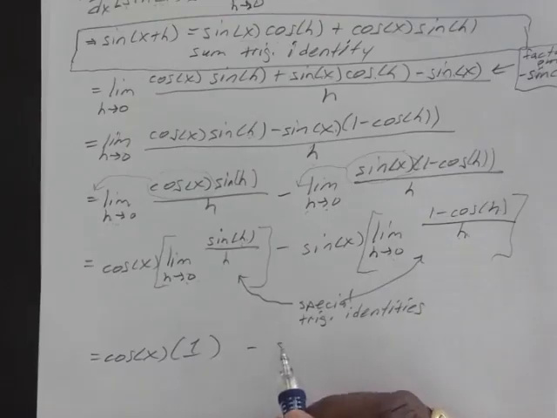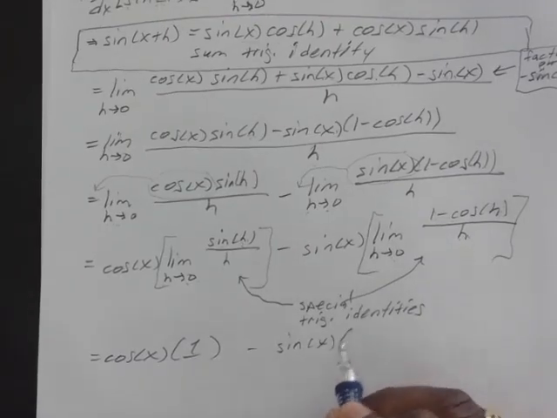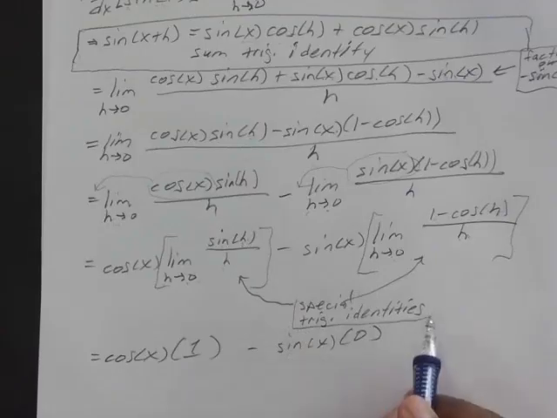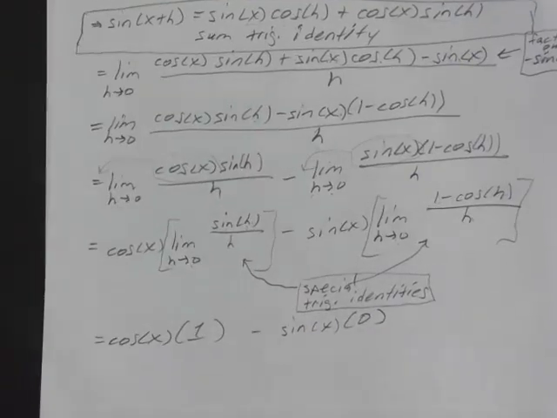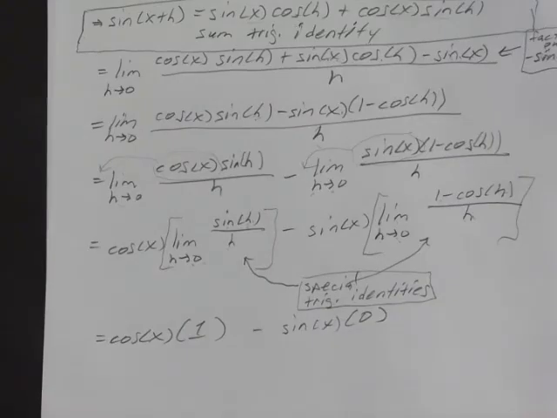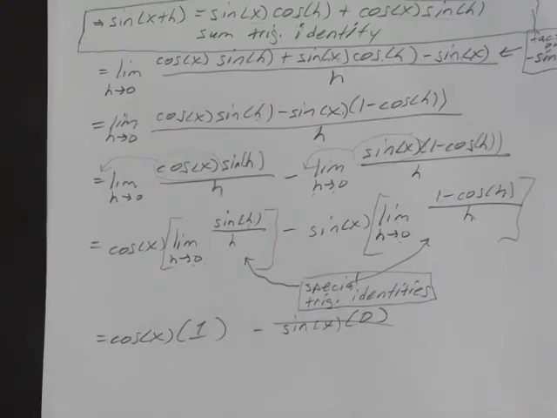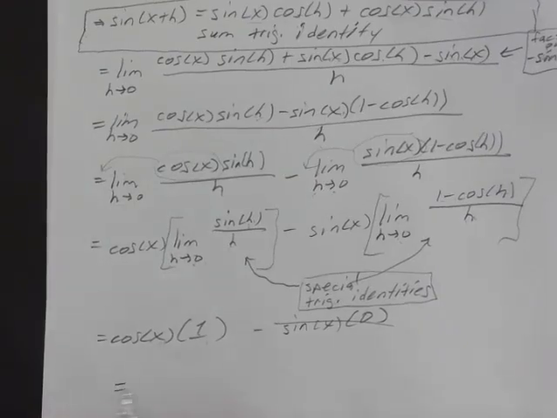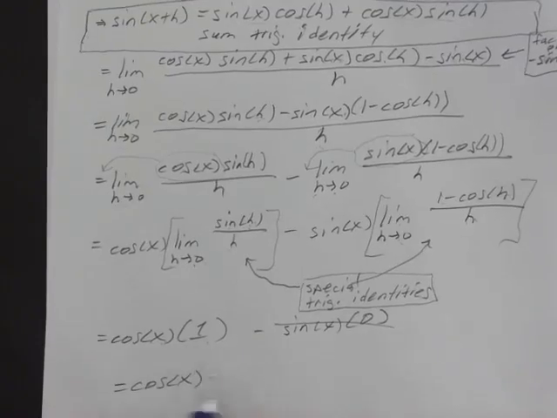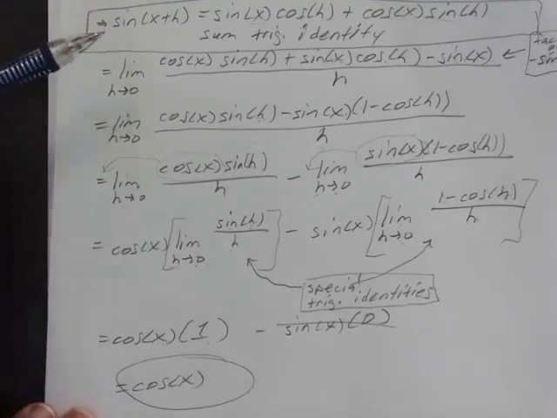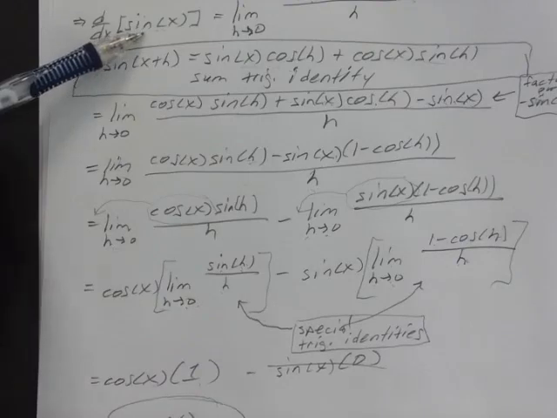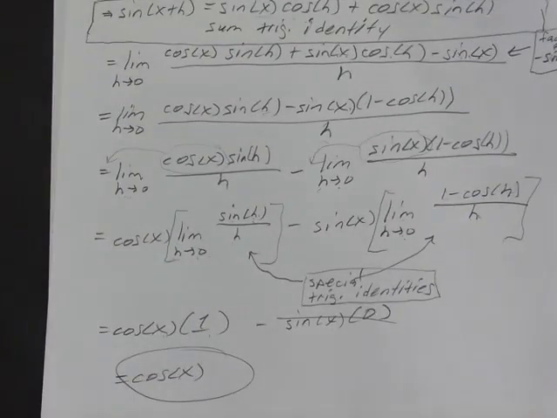So this is minus sine of x times 0. Well, 0 times anything is 0, so that disappears. So we're left with cosine of x times 1, which is just cosine of x. So we know that the derivative of sine of x is equal to cosine of x. Okay. So you don't have to go through all of that. You just have to remember that part.